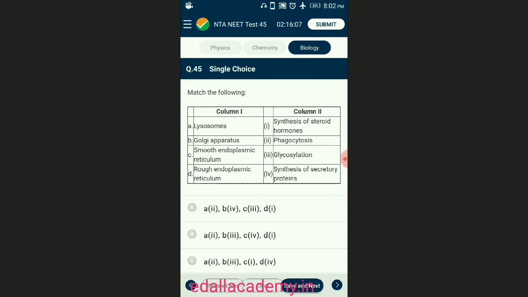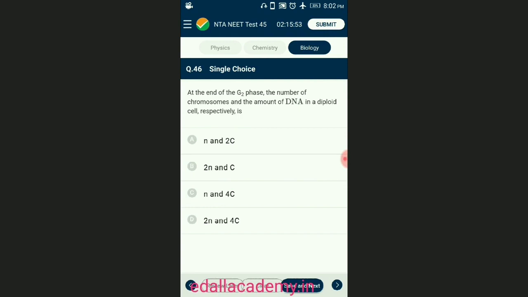Question number 46. At the end of the G2 phase, the number of chromosomes and the amount of DNA in a diploid cell respectively is. If a cell at G1 phase has 2n chromosomes and 2c DNA, then during S phase DNA replication occurs but the chromosome number remains unchanged. As a result, the chromosome number remains 2n but the quantity of DNA becomes 4c. So the answer for this question is option D, diploid number of chromosomes and 4c.